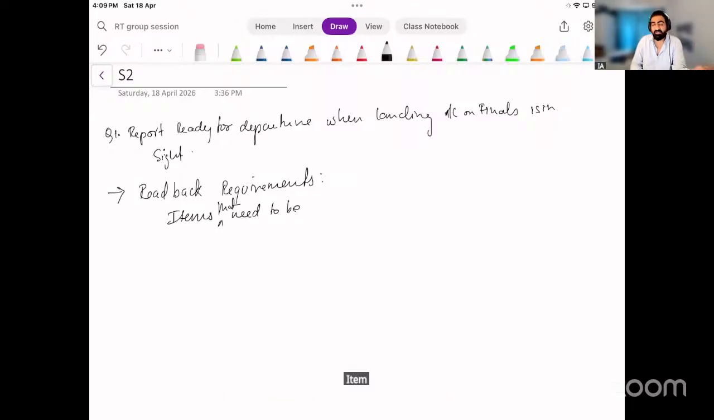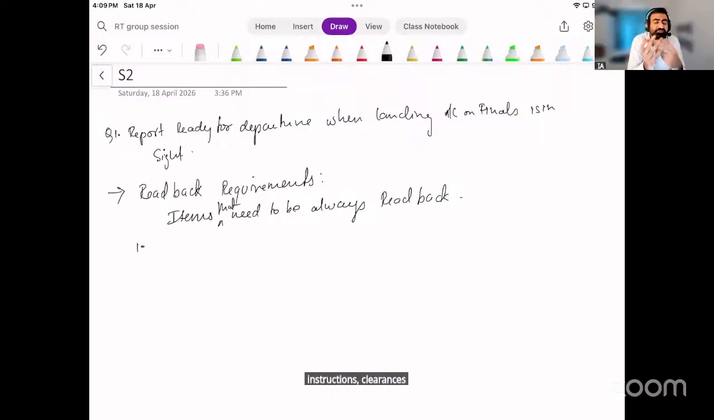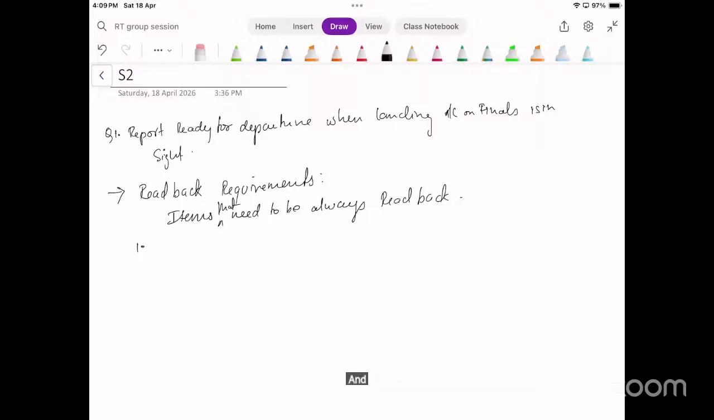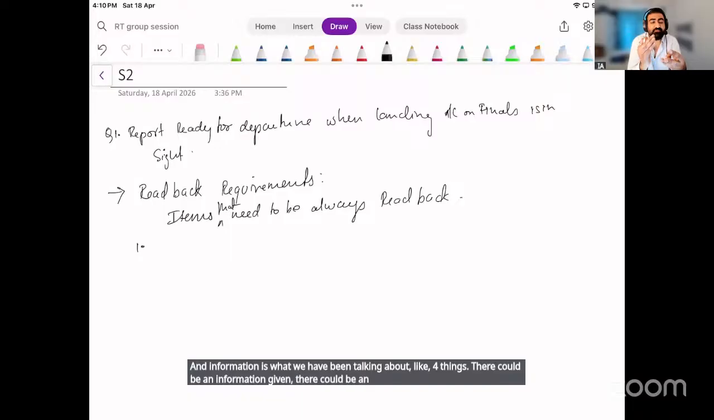Items that need to be always read back. Any suggestions? What could it be? Students? Instructions, clearances, approvals, and information is what we have been talking about, like four things. There could be an information given, there could be an instruction given, there could be an approval given, or there could be a clearance given.